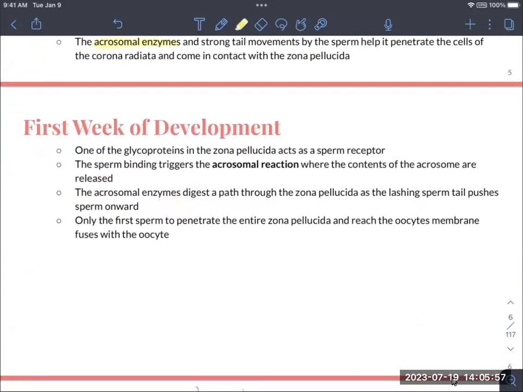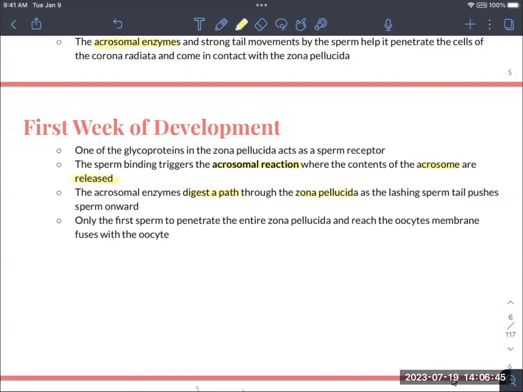There are different glycoproteins found in the zona pellucida, and they act as the sperm receptor. Sperm binding to these glycoproteins triggers the acrosomal reaction. This causes the acrosomes to release all those enzymes. They're going to make a path through that zona pellucida, and that sperm tail lashing back and forth helps to push that sperm even further into that zona pellucida.